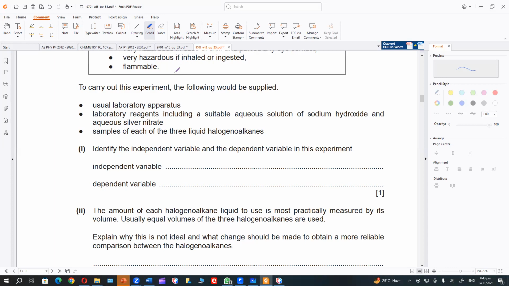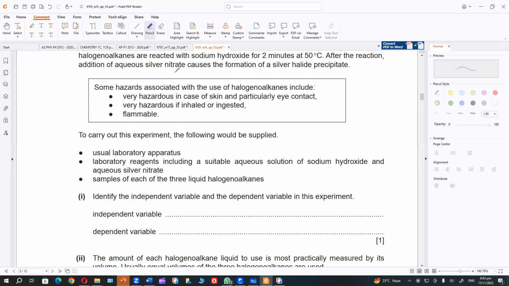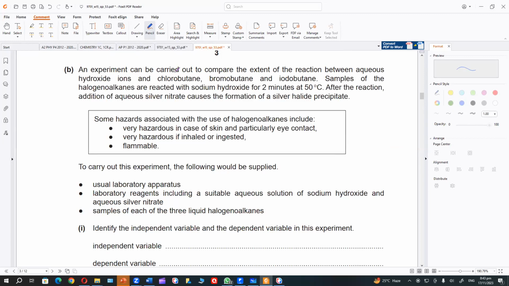So he says that basically he wants, if we go back and read the question, to compare the extent of the reaction between aqueous hydroxide ion and chlorobutane, bromobutane, iodobutane. So if you read the question carefully, what you are changing is chlorine with bromine with iodine. So this is our independent variable.